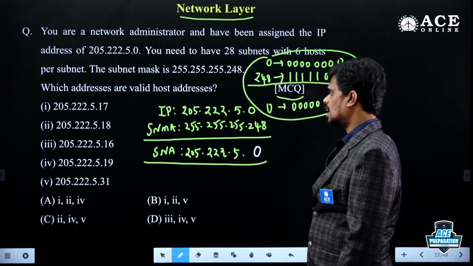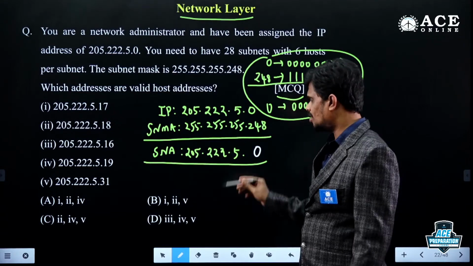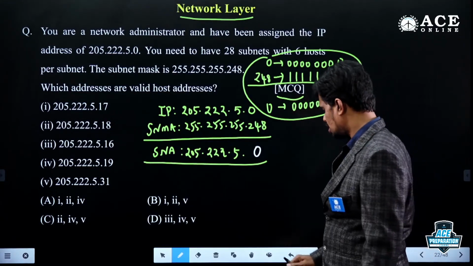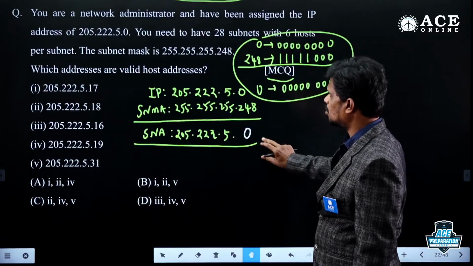Right. So now after calculating the subnetwork address, I need to divide this into 3 portions. So now I am going to divide this into 3 portions.